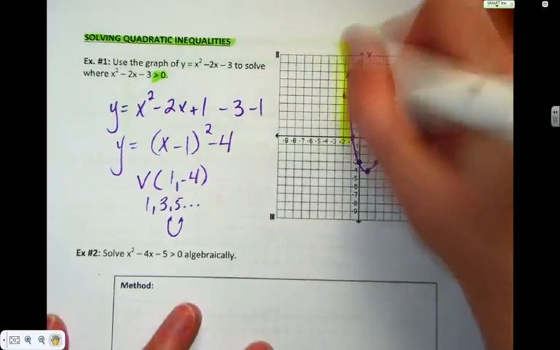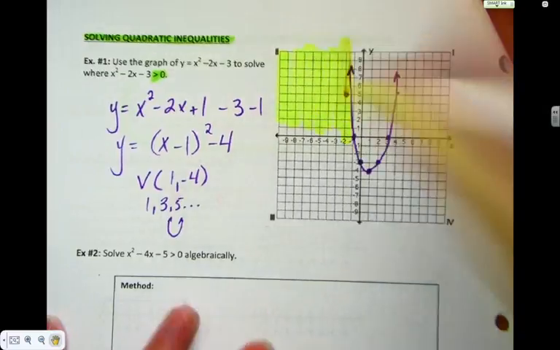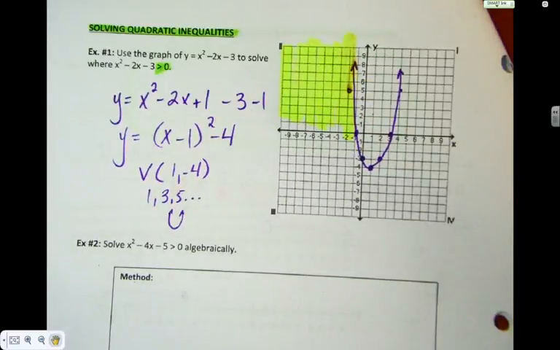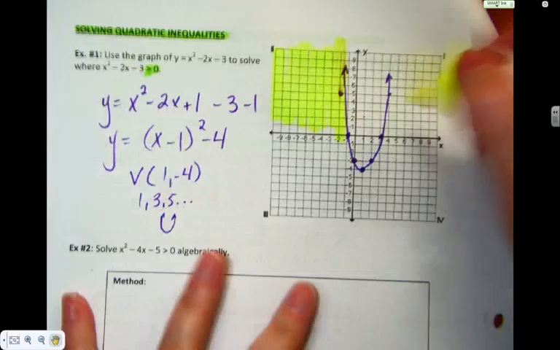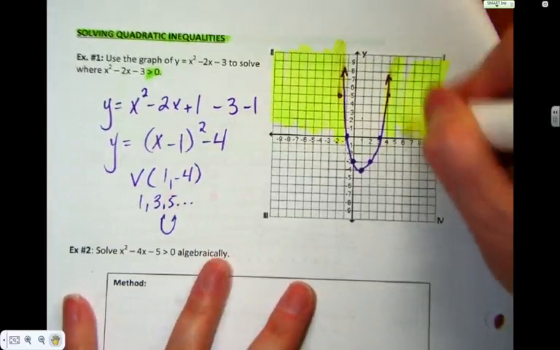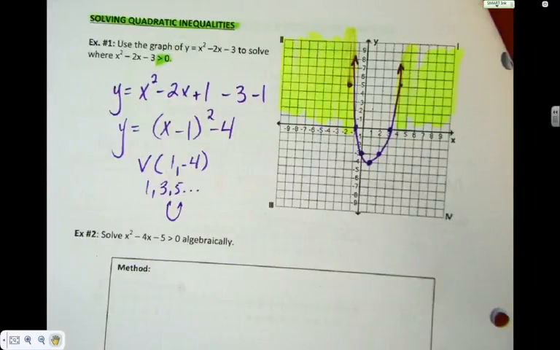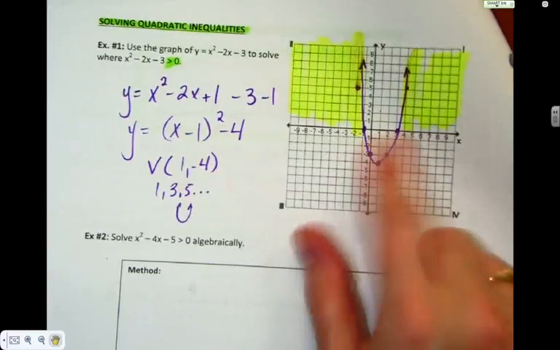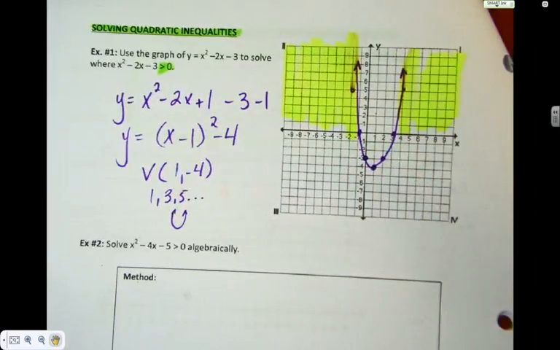So the points where it's above would be all of these guys in here, because the arrow is going to keep going on and on. And it's also going to be all the points that are over here, because it keeps going on and on. Why not this section in between? Because the points there are below the x-axis. So when we're solving inequalities, that's what we're actually solving: where are the points above when it's greater than, where are the points that are below when it's less than.